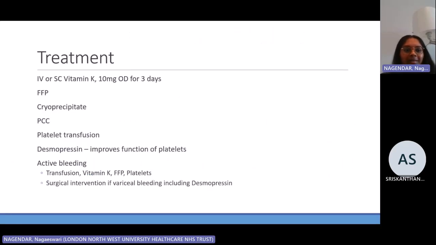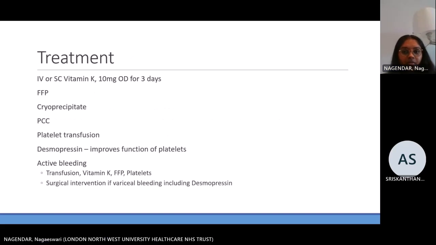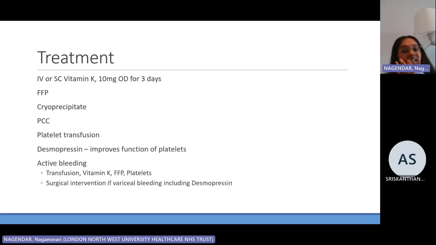If we move on to the treatment of liver disease, we can often treat with vitamin K. We give 10 milligrams once a day for 3 days. That can be given IV or subcut. We also give FFP. FFP can correct the clotting factor deficiencies, which can then lead to correction of the PT or APTT times.